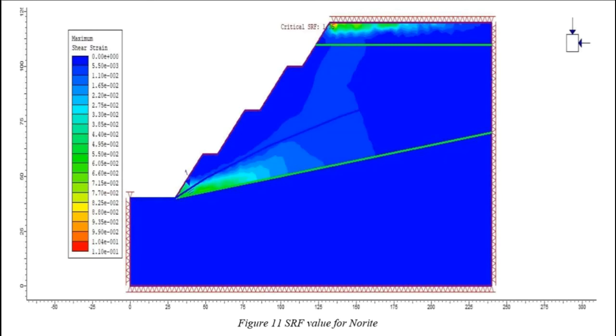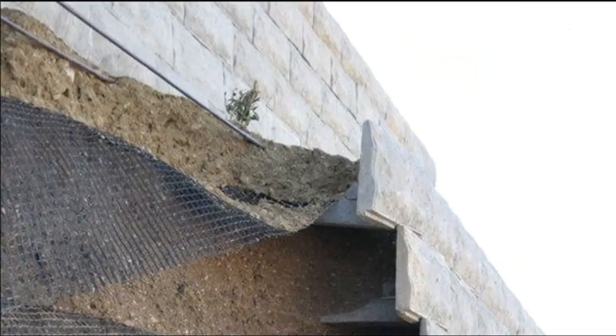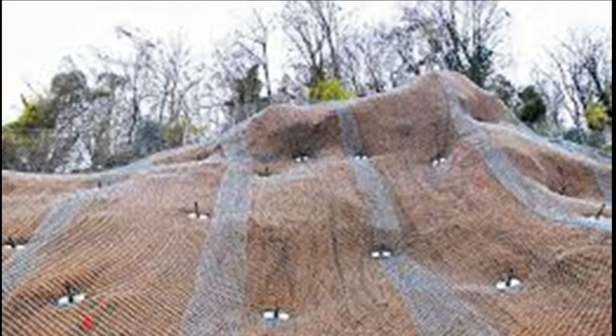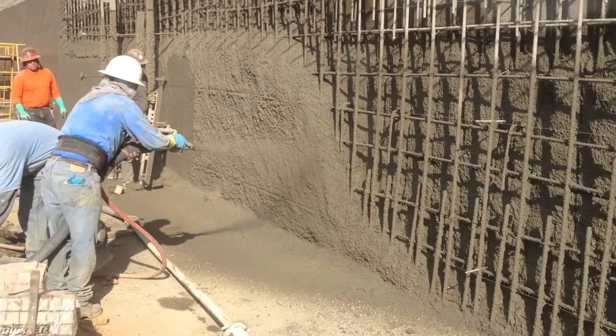Hence, with a number of iterations, our safety factor is greater than 1, which means that our slope is safe at these angles. Our rock class is 3A and our SMR value lies between 51 to 60. So the supports we have to install are toe ditch or nets, spot or systematic bolting, or spot shotcrete.